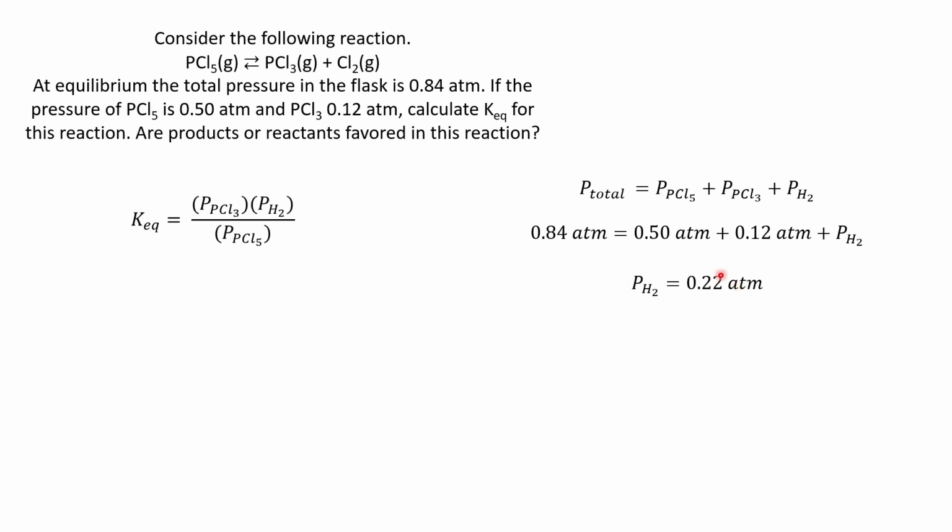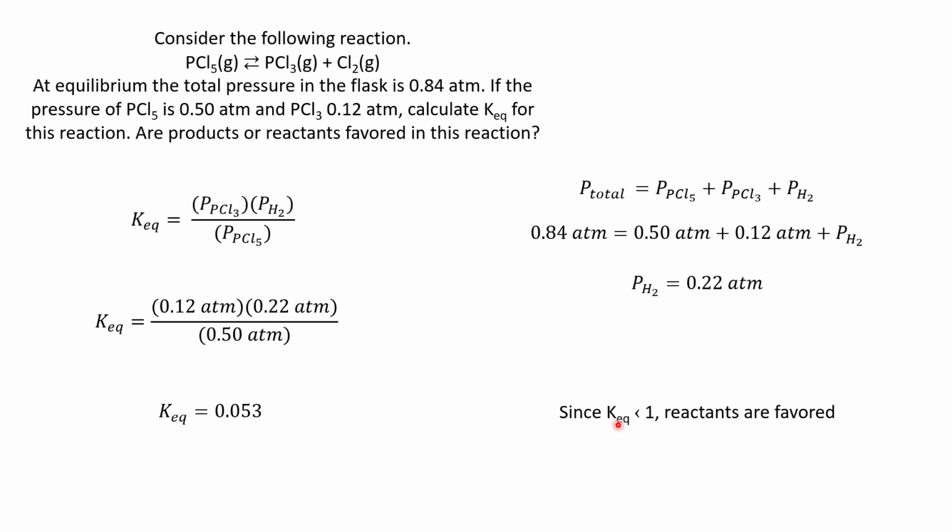Now I have everything I need to plug into my KEQ, so let's put all of those pressures in right here, and I get a KEQ of 0.053. Now let's deal with the second part of this question. Are products or reactants favored in this reaction? Well, our KEQ here is less than 1, so our reactants are going to be favored.